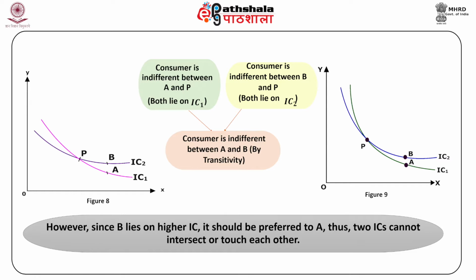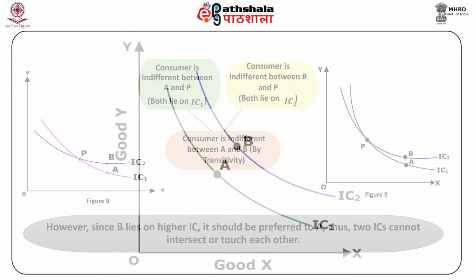If the assumption of non-satiation of preferences holds, the intersection of two indifference curves leads to a conclusion of A being equal to B in terms of utility or satisfaction, which is not possible. Therefore, it can be concluded that the indifference curves cannot intersect or touch each other.